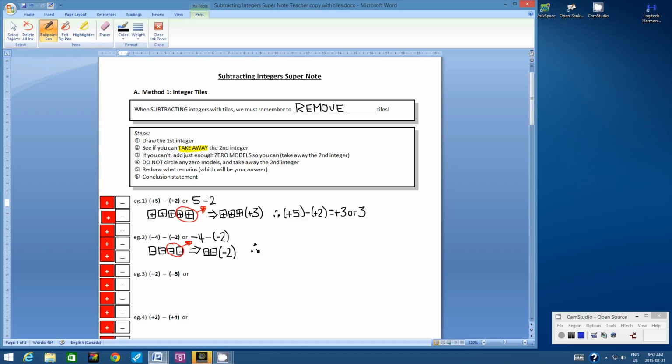So therefore, -4 subtract -2 equals -2. Now in standard form, there's no other way to write it. We can take away the brackets if we wrote it with brackets, or -2. So examples 1 and 2 represent the easiest type of subtraction questions. For the next examples, we're going to get into more complex ones where we have to use more of the steps in our note.